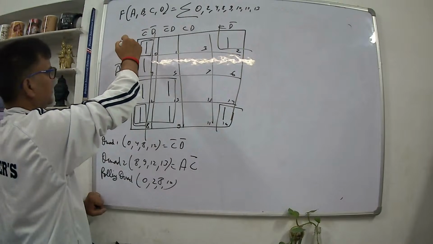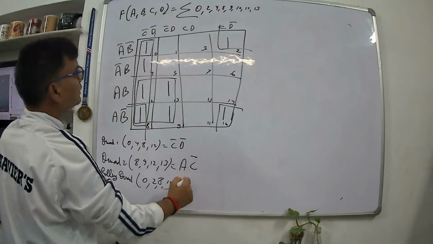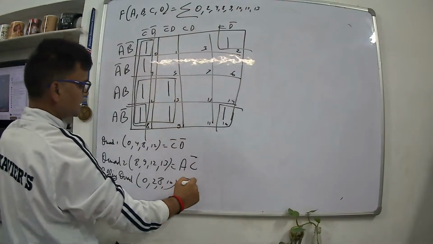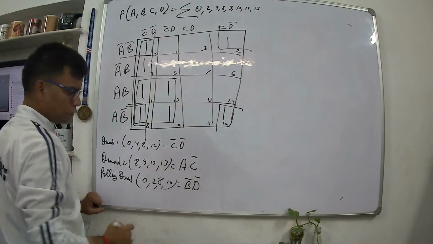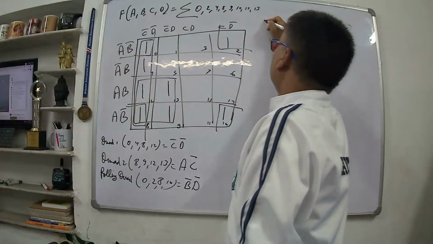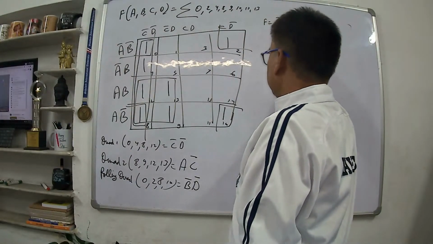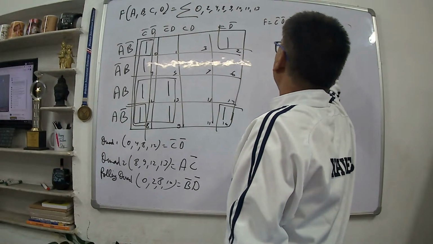This you see here: A and A bar cancel each other, so I'm left with B bar. And here D and D bar cancel each other, I'm left with D bar. So what will be the final result? F is equal to C bar D bar plus A C bar plus B bar D bar.